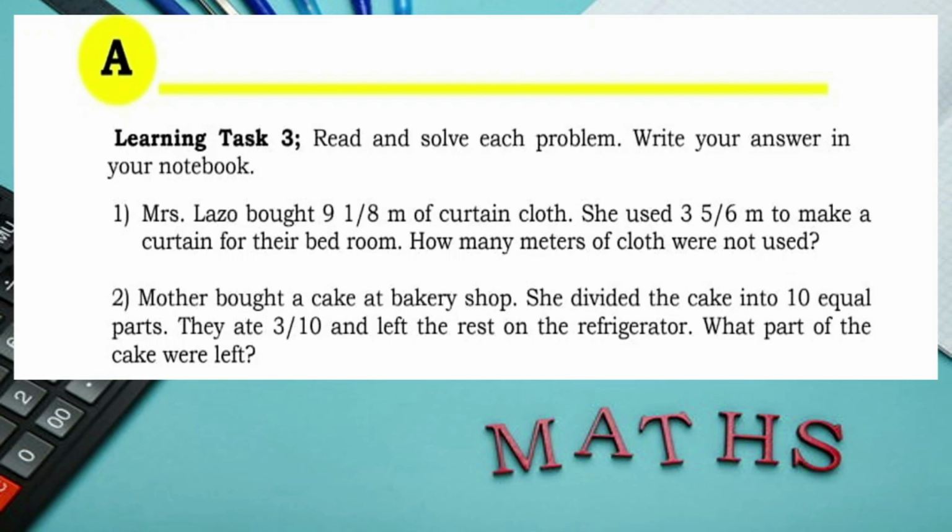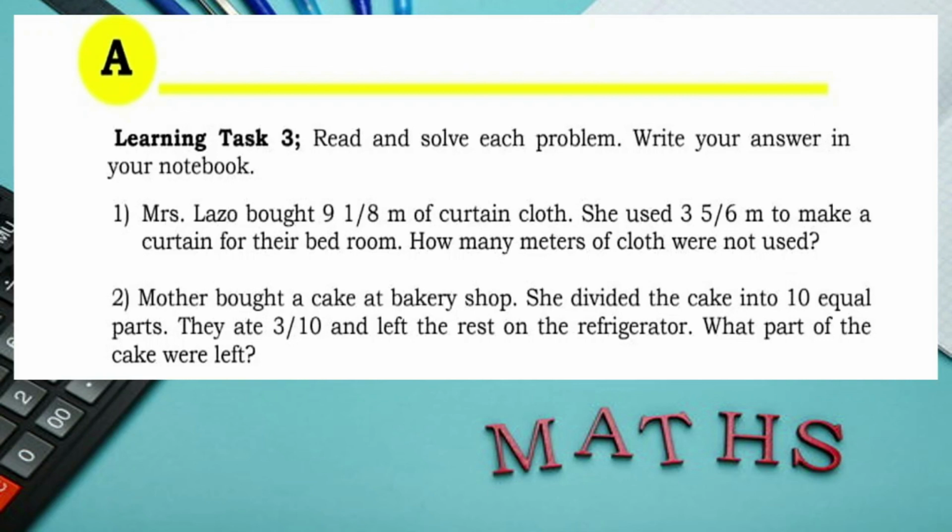So number 1, Mrs. Lazo bought 9 and 1/8 meter of curtain cloth. She used 3 and 5/6 meter to make a curtain for the bedroom. How many meters of cloth were not used? So sa number 1, we have a mixed number. Okay? So meron tayong lesson, paano ba mag-subtract ng mixed number. So you're going to convert first into improper fraction, or you're going to divide the whole number, then proceed sa subtractions of the similar fraction. Kayo na bahala kung anong gusto nyong way or method.